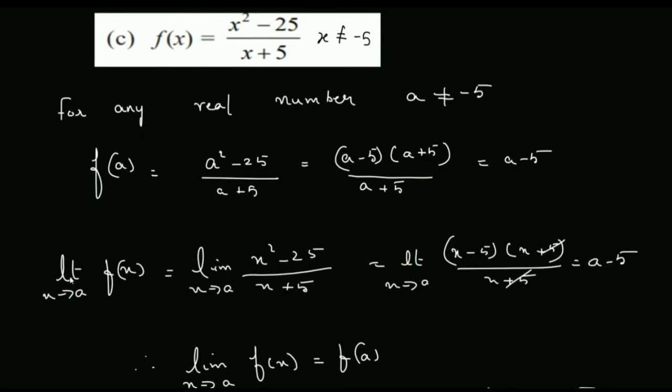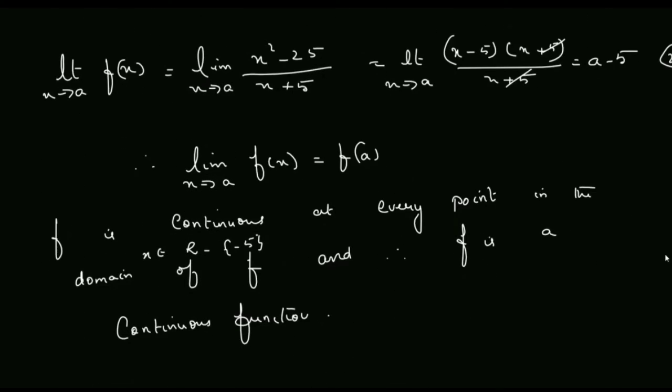Now we have to find the limit of the function as x tends to a. So f of x is x square minus 25 by x plus 5. First factorize it, so you get x minus 5. Now apply the limit x tends to a. So that is equal to a minus 5. So the functional value is equal to the limit value. Therefore the function is continuous at x is equal to a. Therefore the function is a continuous function.